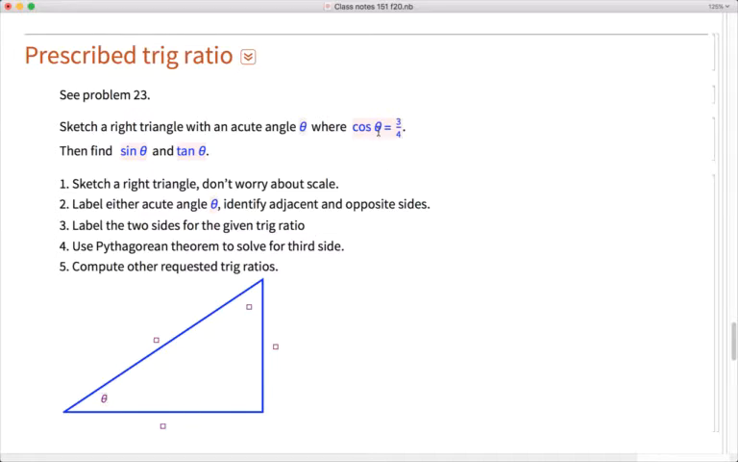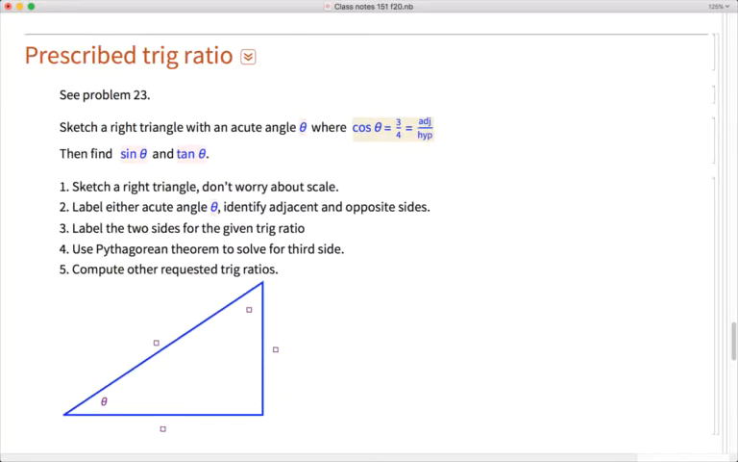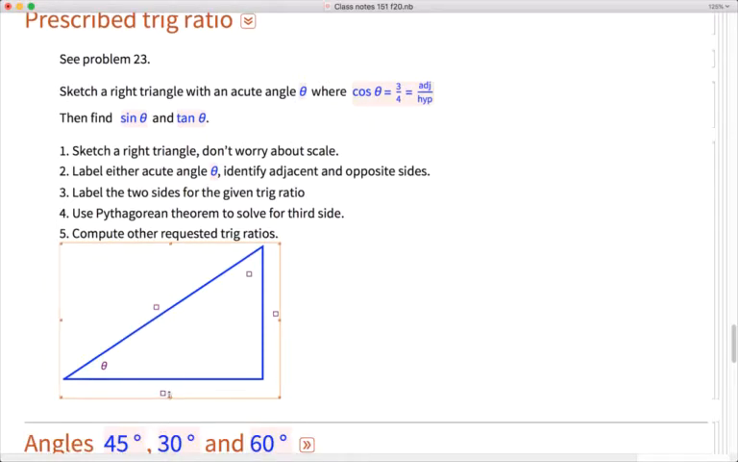What they've prescribed here is the cosine. We just learned it: cosine, so CAH, is the adjacent over the hypotenuse. So in our triangle, we label the side adjacent to theta with 3, and the hypotenuse 4. Somewhat amazingly, this is now a triangle where the cosine of theta is 3/4.